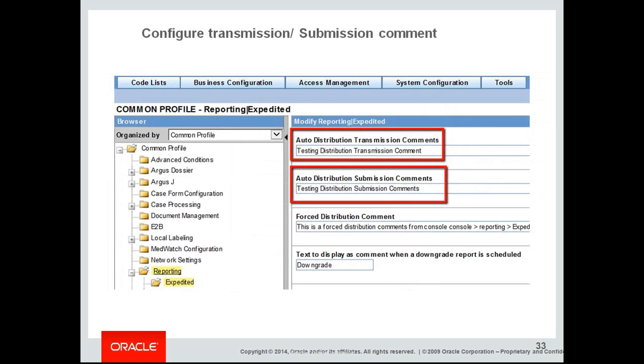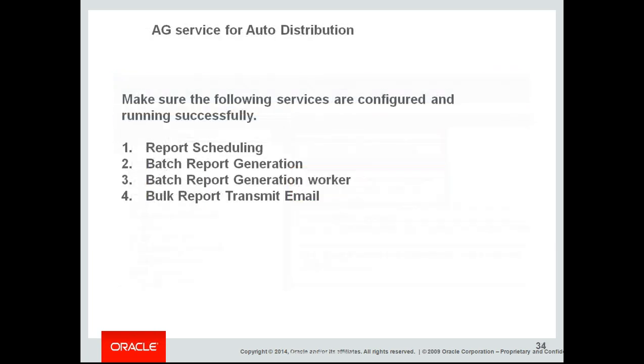This will appear in the routing comment section, and you have to make sure that your force reporting agent service is configured for this. Okay, so agent service for auto distribution. For auto distribution, we have to make sure for email, and this is only for email: report scheduling, and report generation worker for 703 and later versions. And then we have bulk report transmit email if you want to send email. But if you want to send fax, E2B, and print, then you will have to configure the other agent services as well.